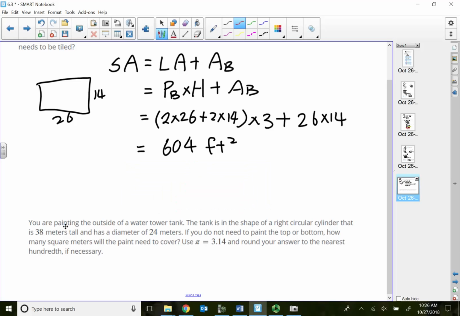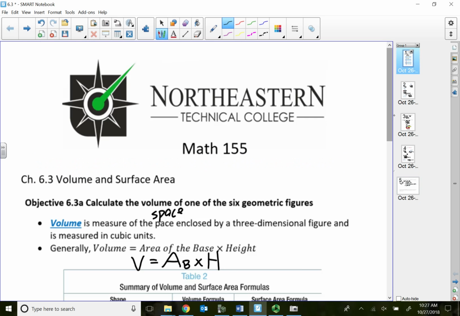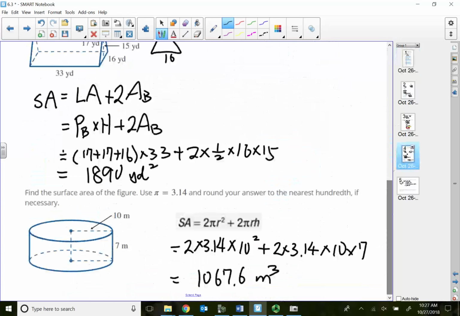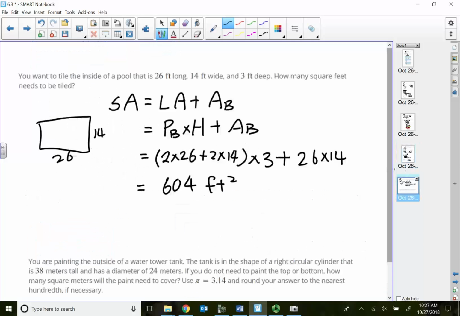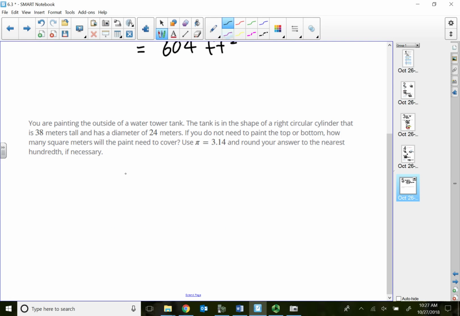All right, let's check out this one. You are painting the outside of a water tower tank. The tank is in the shape of a right circular cylinder that is 30 meters tall and has a diameter of 24 meters. If you do not need to paint the top or the bottom, how many square meters would you need to paint? So this is not a total surface area, so I cannot use that same formula again like I did here. I cannot use this formula. So all I'm basically looking for here is the lateral surface area of my right circular cylinder.